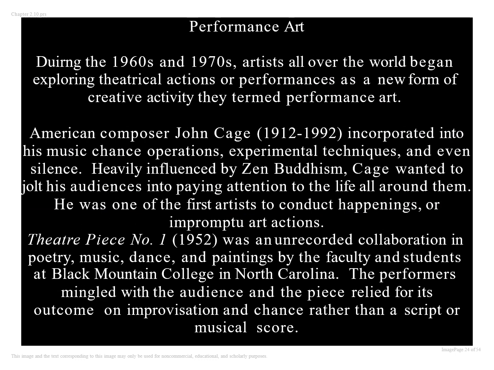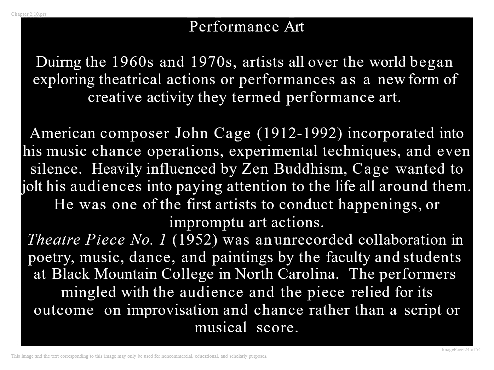Performance art. During the 1960s and 1970s, artists all over the world began exploring theatrical actions or performances as a new form of creative activity they termed performance art. American composer John Cage incorporated into his music chance operations, experimental techniques, and even silence. Heavily influenced by Zen Buddhism, Cage wanted to jolt his audiences into paying attention to the life all around them. He was one of the first artists to conduct happenings or impromptu art actions.